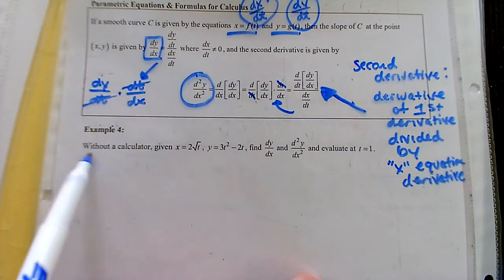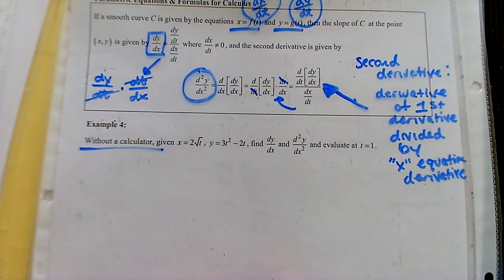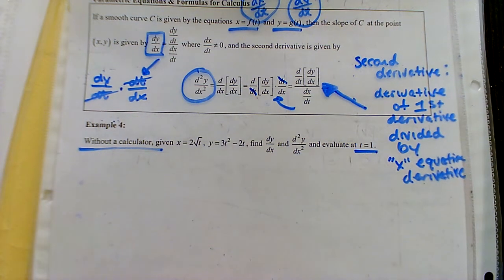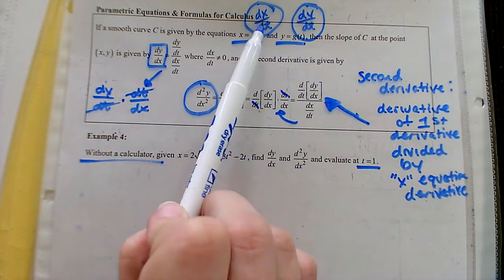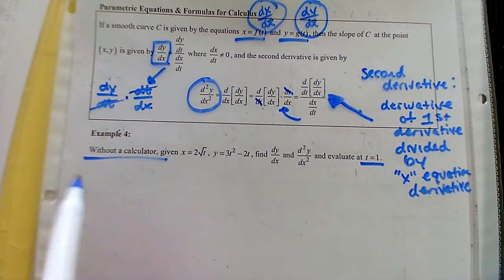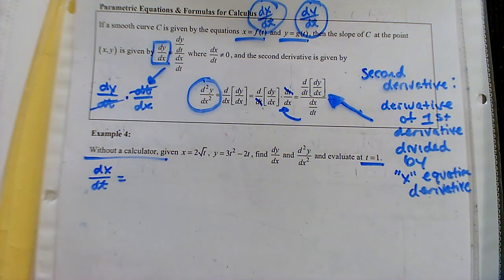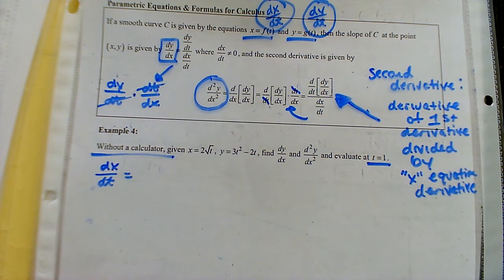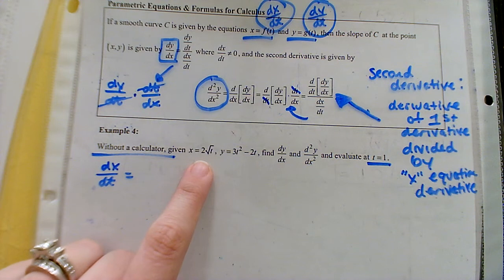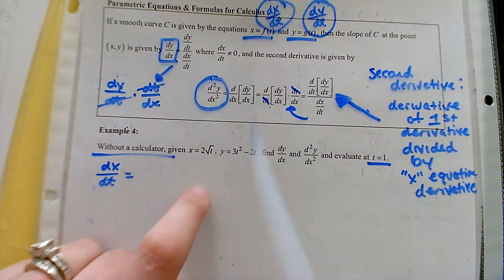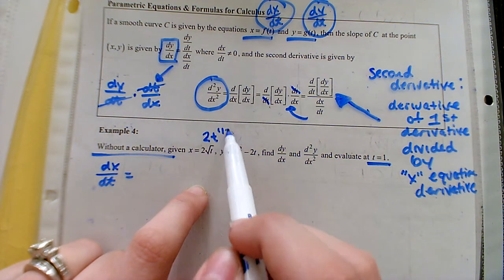We're going to try to practice this today without a calculator for this one. They want us to find the first derivative and the second derivative and then evaluate both of those at 1. Let's first figure out the derivatives of the individual equations. Let's check out the derivative of the x equation with respect to time. Can we take the derivative of 2 square root of t? Maybe you want to write it as 2t to the 1/2 to help you out.